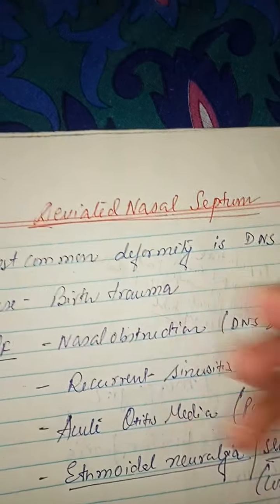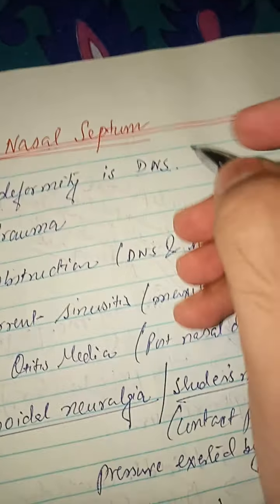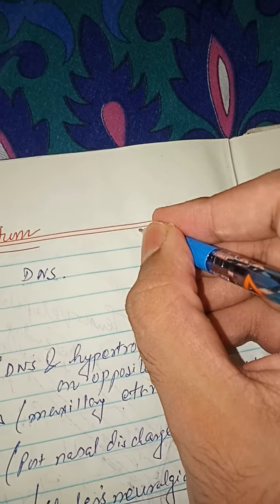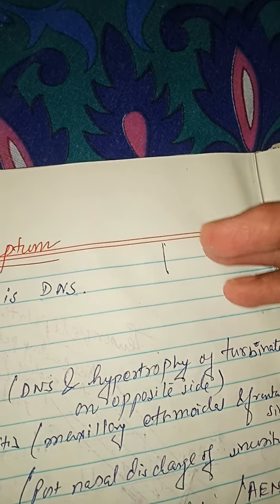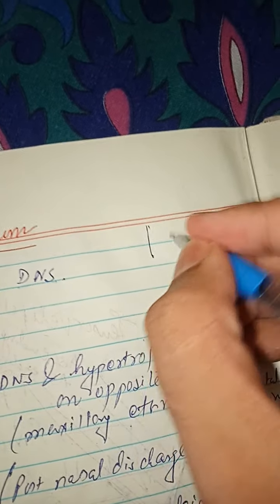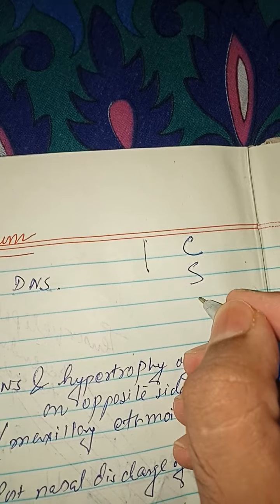Good afternoon. So today I will discuss deviated nasal septum. Deviated nasal septum is the most common deformity. The septal cartilage, which is the medial wall of the nose, is basically deviated. This deviation can be C-shaped deviation or S-shaped deviation or deviation with spur.